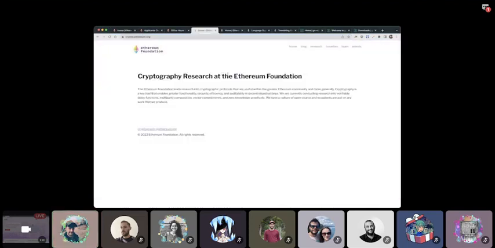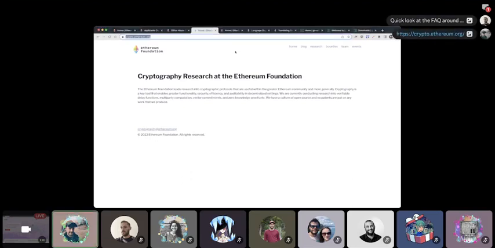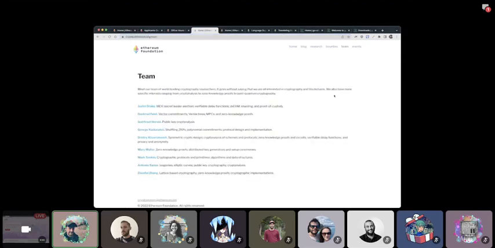The other one was a much simpler and smaller project. This is the site for the cryptography research team. In this case, the idea was to have a site to centralize the content. The different members of this team have their personal sites and blogs, and the idea was to have a hub for this content.